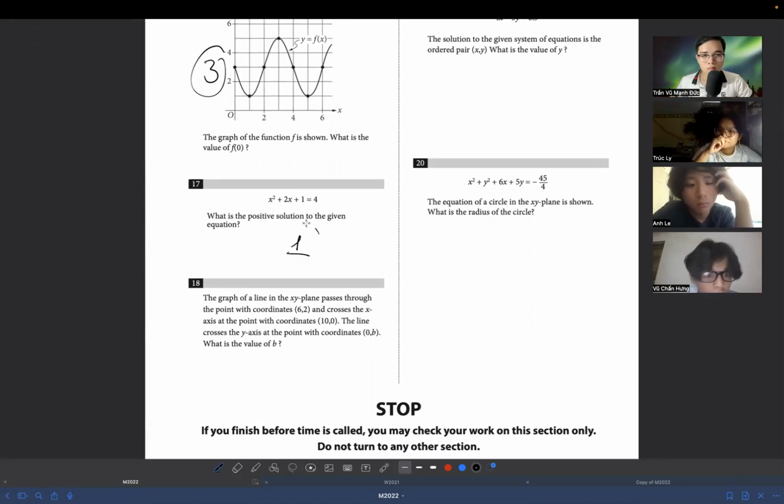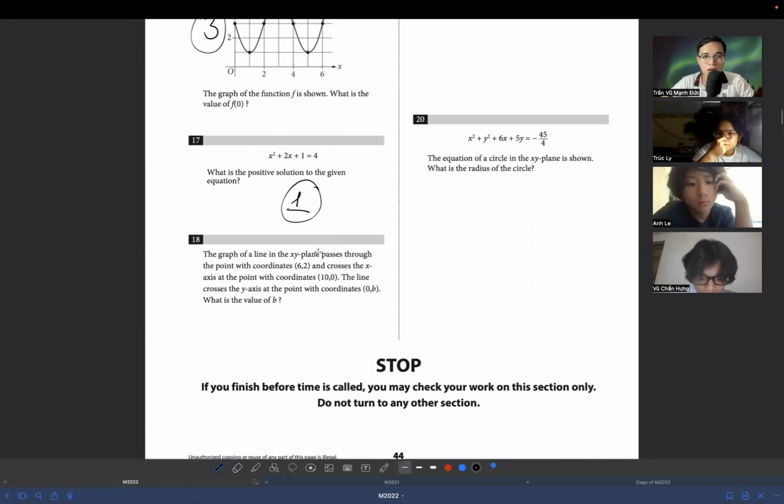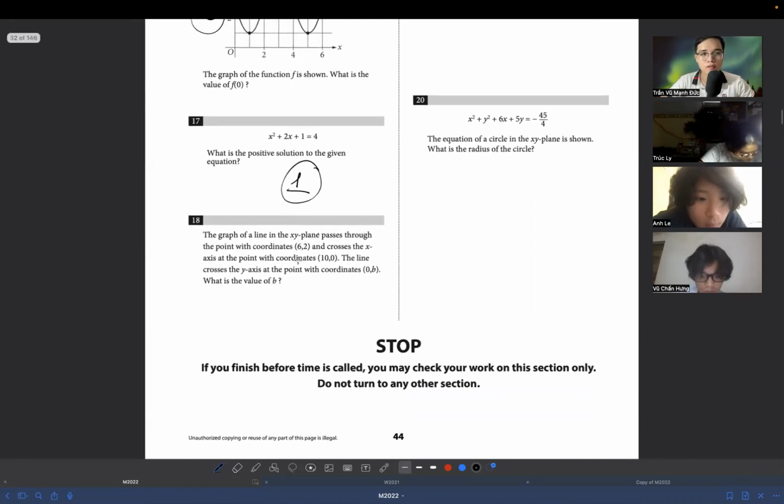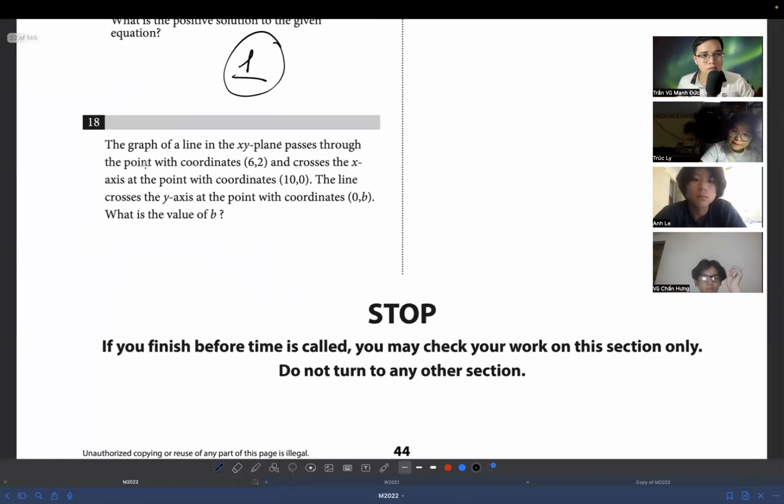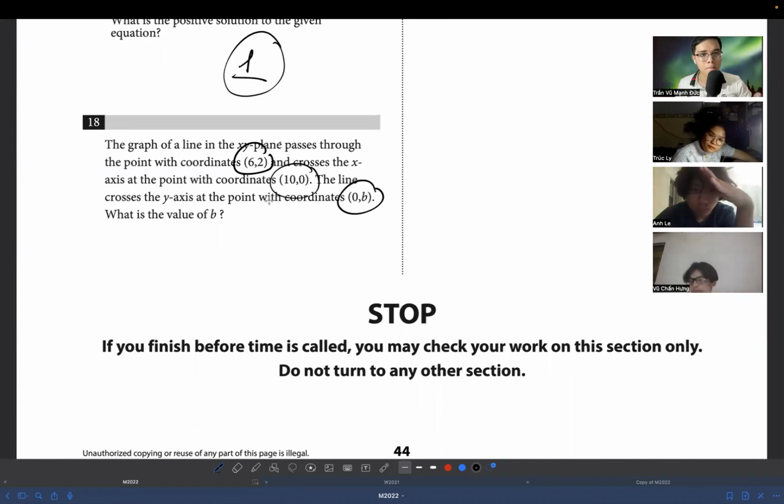It's 1. And the graph of a line in the xy-plane passes through the point with coordinates (6, 2) and crosses the x-axis at a point. The line crosses the y-axis at a point. They're just asking me to find the y-intercept. Just find it. You don't really have to draw it out.